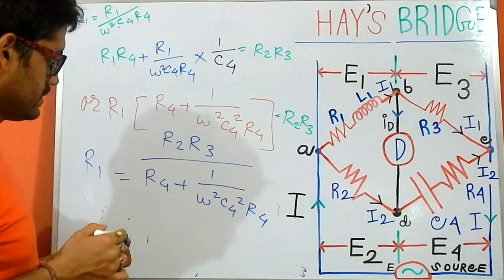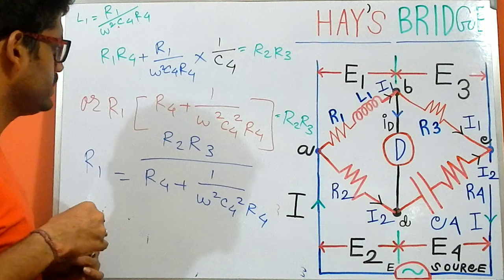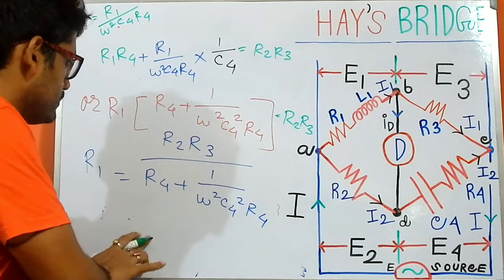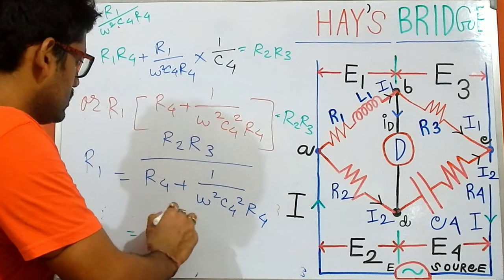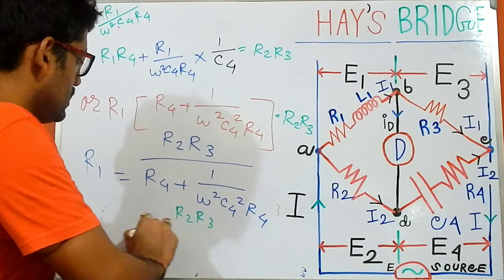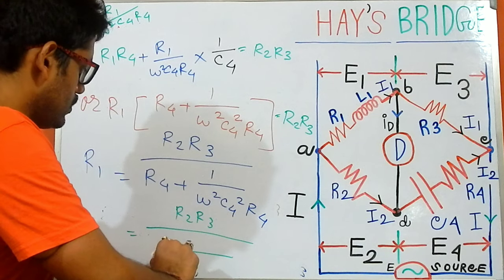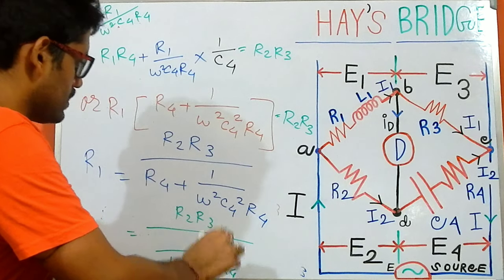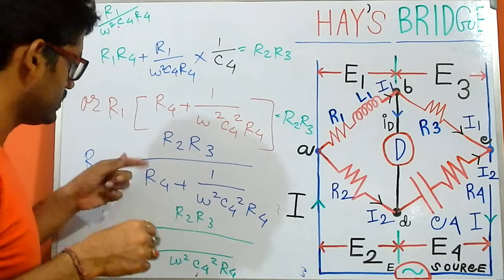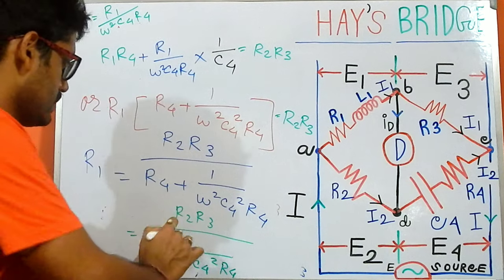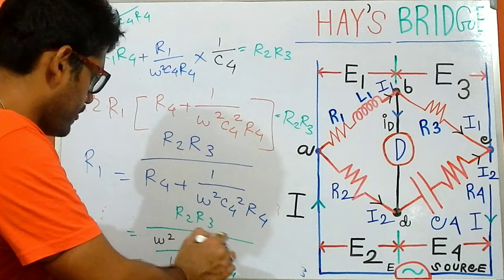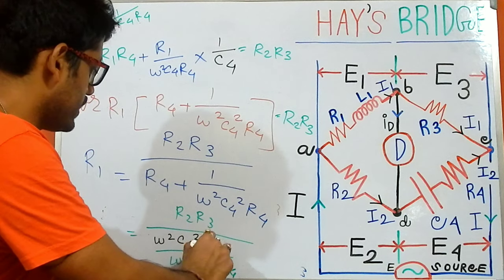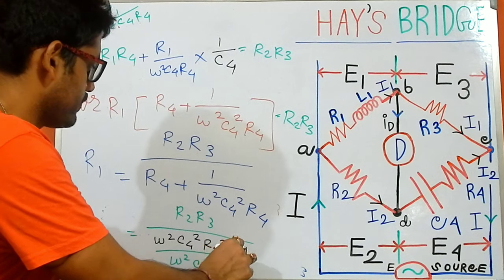Okay, and I just need to freshen up this expression over here. So if I solve this equation, I have got R2 R3, and the LCM is omega square C4 square R4, and just multiply this expression over here, omega square C4 square R4 square plus 1. Okay.